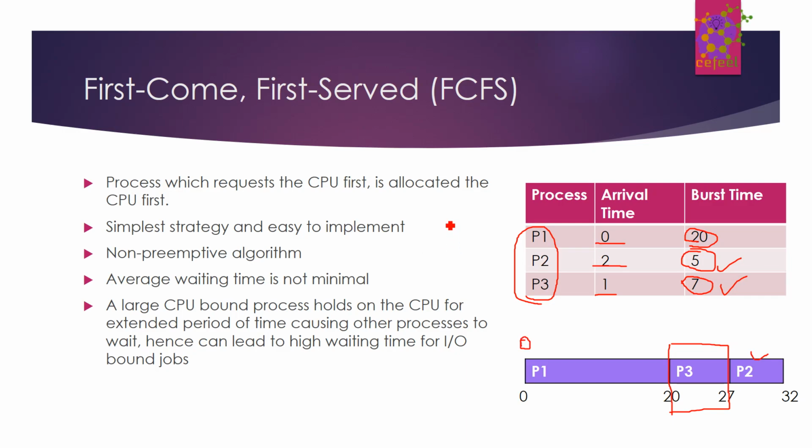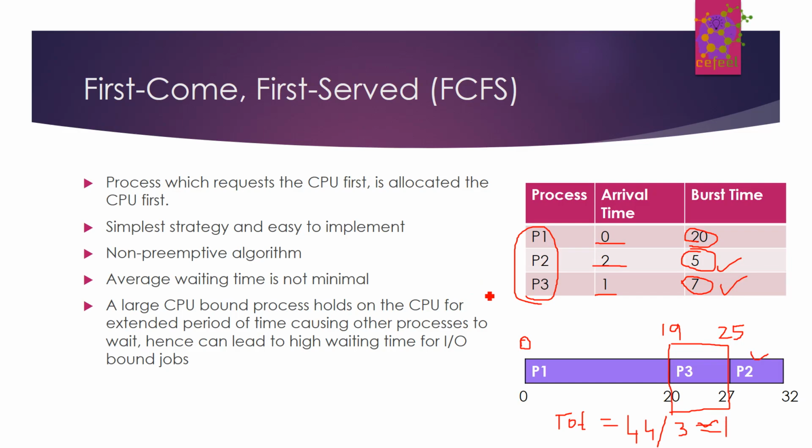P3 waited till 20 and it came at 1, so its waiting time is 19. P2's waiting time, because it came at 2, is actually 25. So notice the total waiting time is 19 plus 25, which is around 44. And if we calculate the average waiting time, it is around 50 seconds.